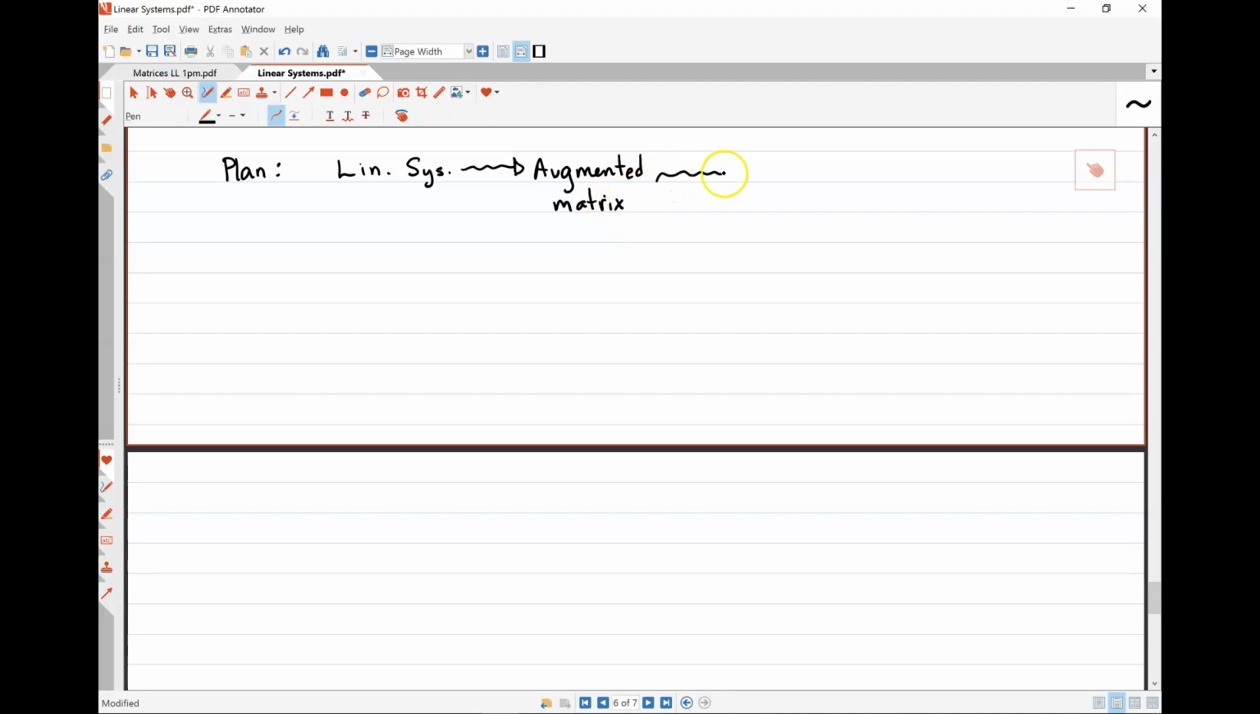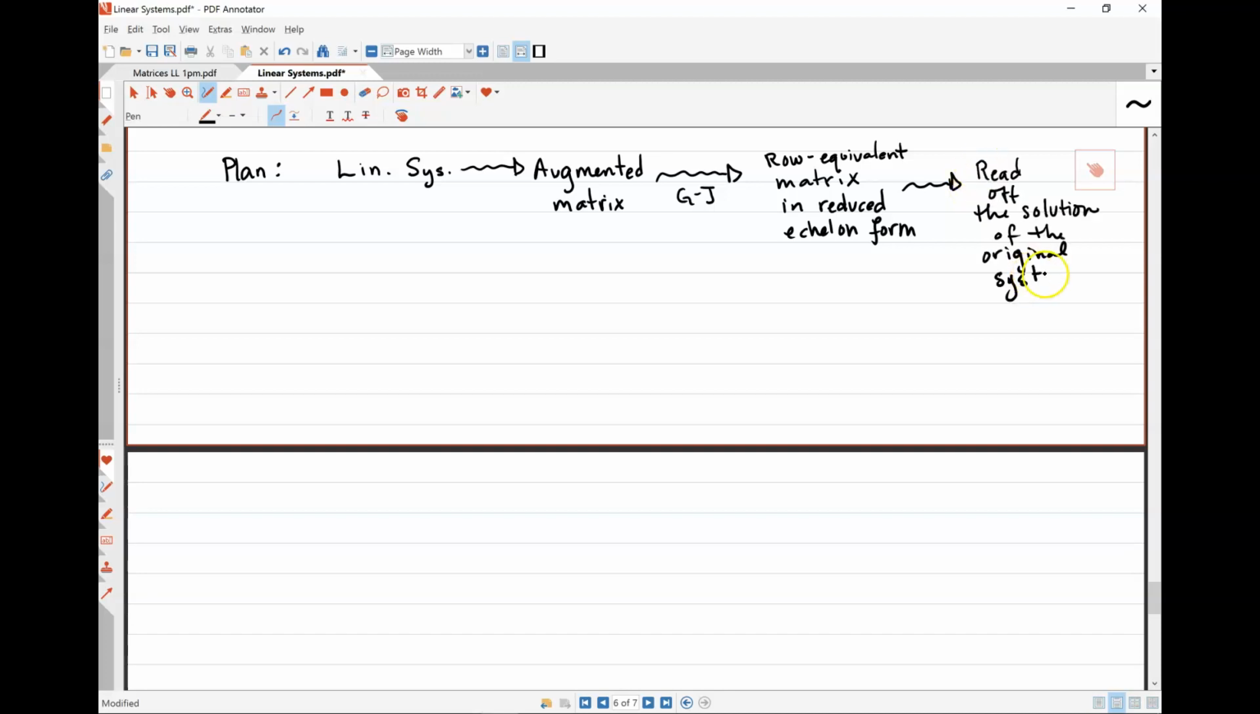And from there, we're going to use the Gauss-Jordan algorithm, which we'll learn next week, to transform that augmented matrix into a row equivalent matrix in reduced echelon form. And then from here, once we have our row equivalent matrix in reduced echelon form, we want to be able to read off the solution to the initial system. So just thinking again about where we are, we talked about this before. This is what we're going to talk about right now, and this is for next week.